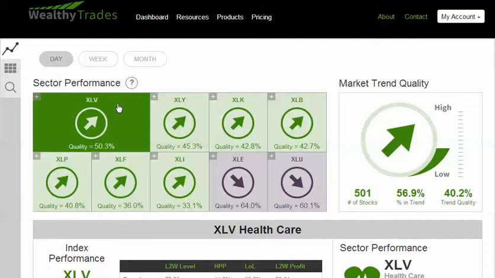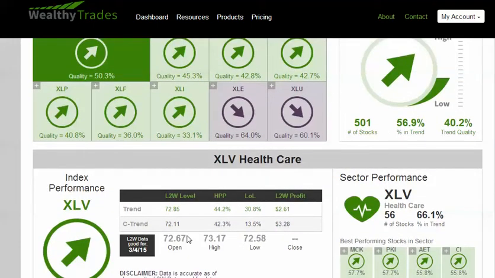And as I can see, the XLV, the healthcare sector, is representing the best sector to trade within this day, and that's represented by a quality filter, and it's the same quality filter that's used for the market trend quality. It's the proprietary algorithm based on the historical hit rates and the levels and the momentum of the stocks within each sector that are moving in that direction. But I want to take it further, okay?